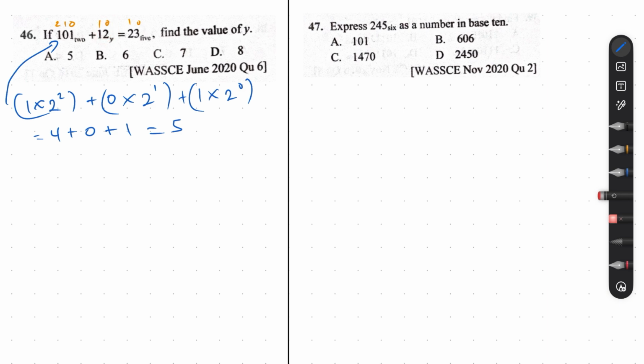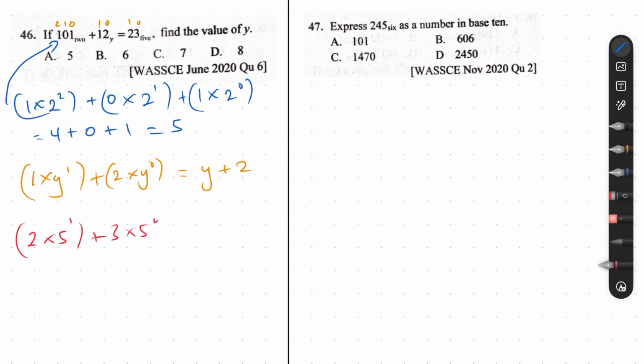Okay. So let's use yellow. So we have 1 times y power 1 plus 2 times y power 0 will give us what? Y plus 2. Finally, we do the conversion for this. What do we have? Let's use red. We have 2 times 5 exponent 1 plus 3 times 5 exponent 0. We have 10 plus 3, which is equal to what? 13. So now we equate them, okay?